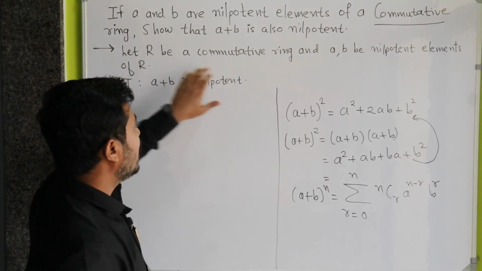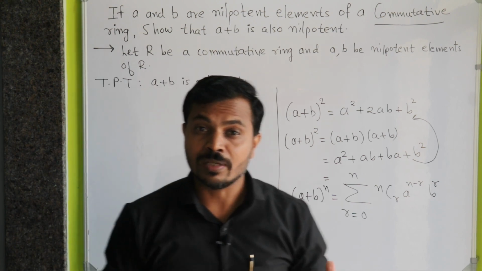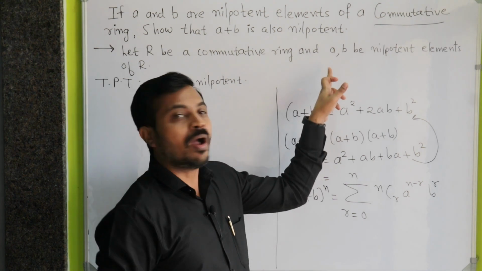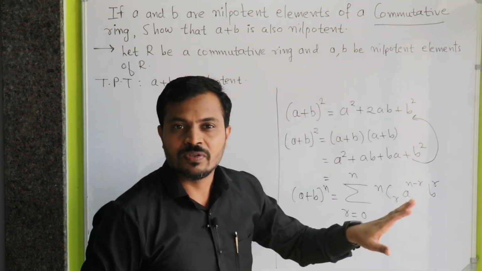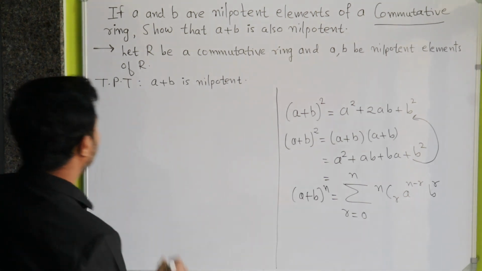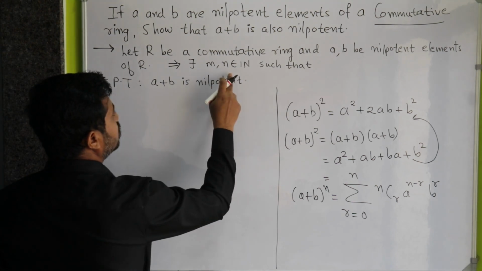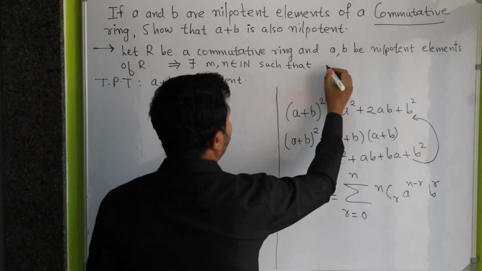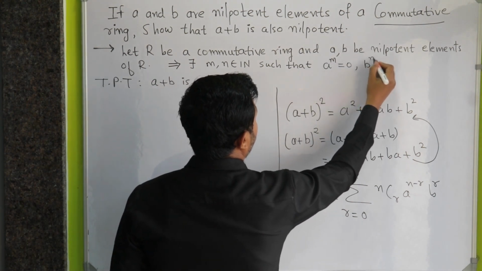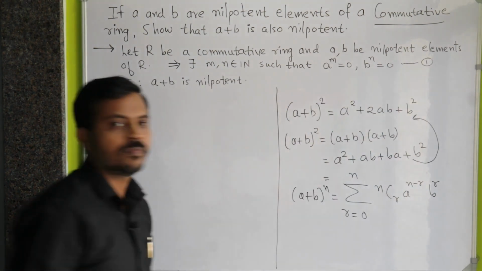Now as we have said, a and b are nilpotent elements. What is the meaning of a nilpotent element? There will be some positive integral power of a which will be equal to 0, and the same thing will happen for b. Thus I will say there exist natural numbers m, n belonging to N such that a raised to m is equal to 0 and b raised to n is equal to 0. Let us call it as 1.